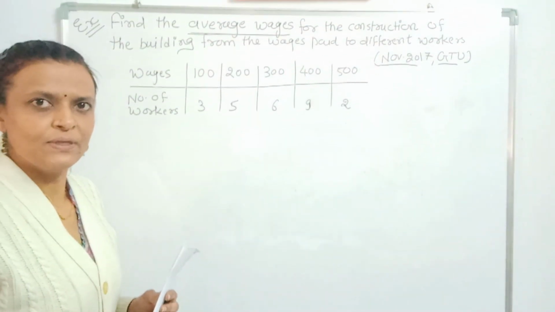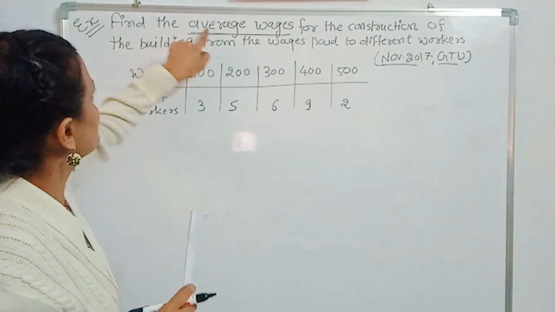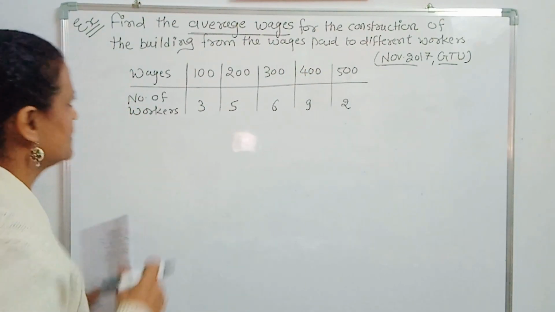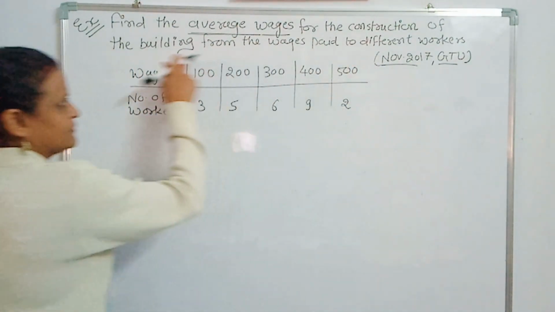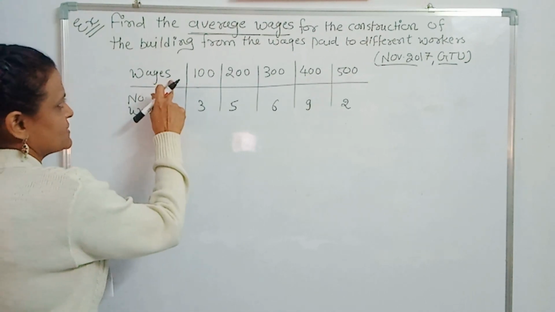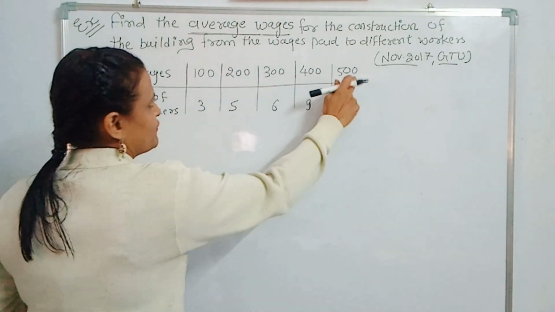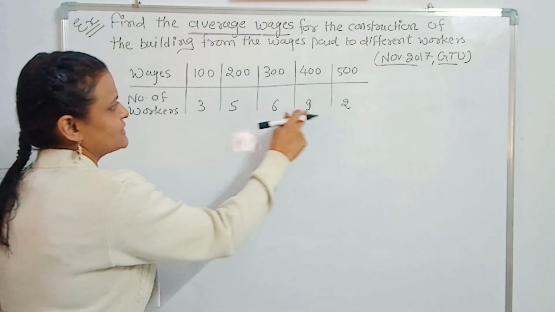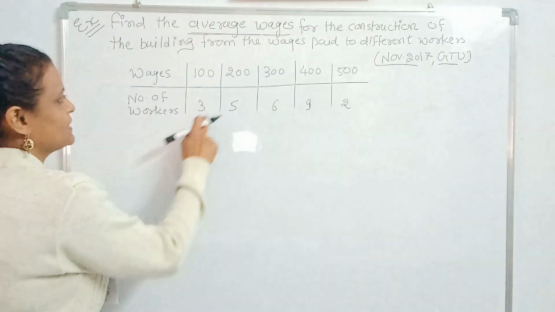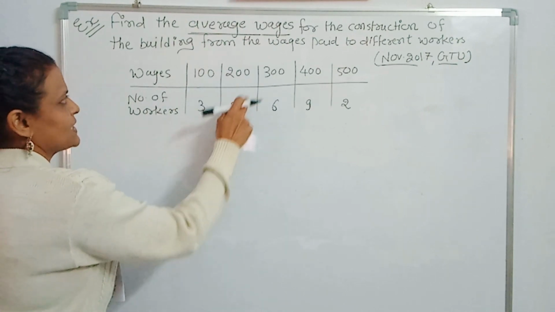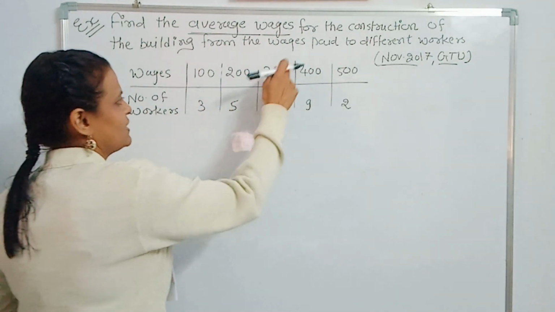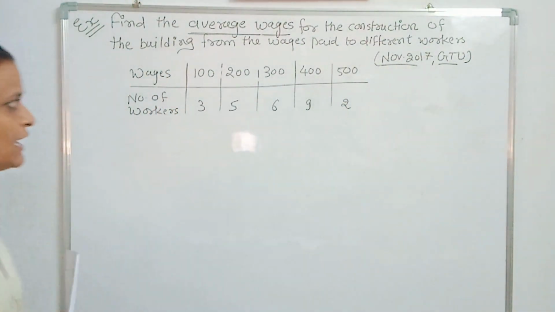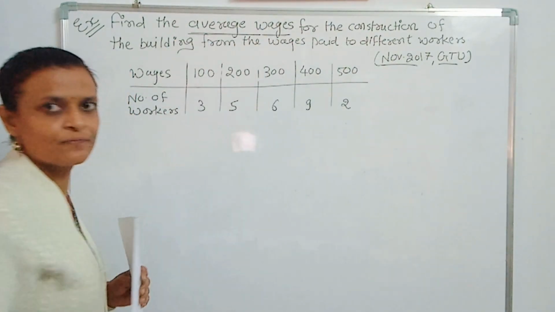Now let us solve the second example. Let us read the data. Find the average wages for the construction of a building from the wages paid to different workers. The data is given in the form of a table. The first row gives us the wages 100, 200, 300, 400 and 500. The second row gives us the number of workers 3, 5, 6, 9 and 2. That means 3 workers are getting 100 rupees, 5 workers are getting 200 rupees, 6 workers are getting 300, 9 workers are getting 400 and 2 workers are getting 500. And we need to find out the average wages.